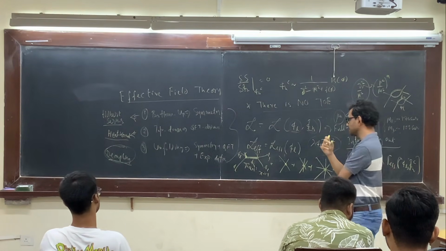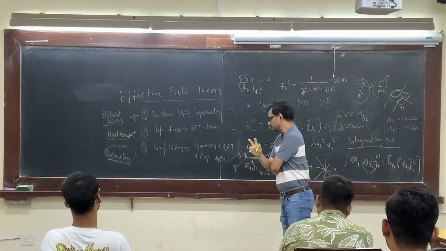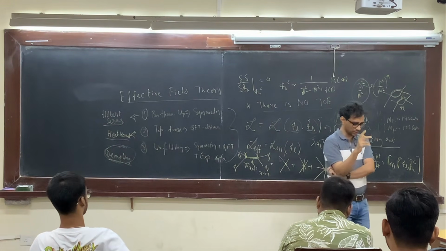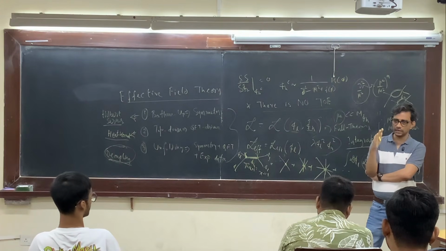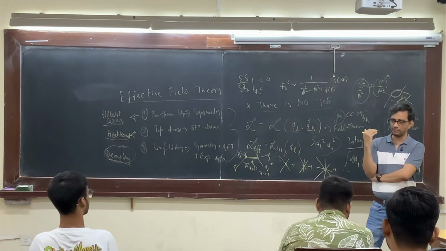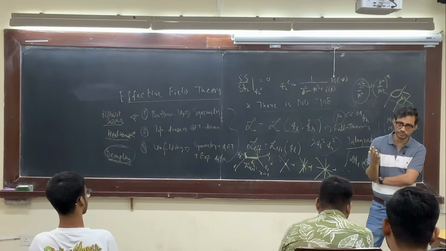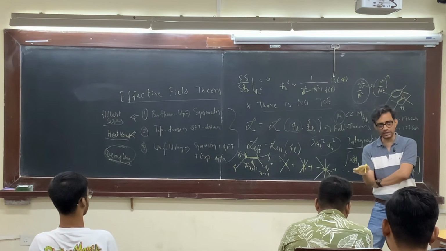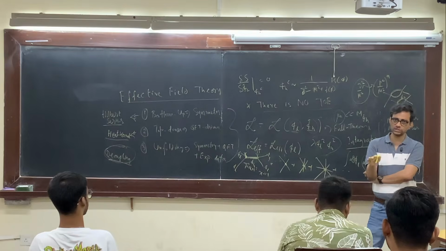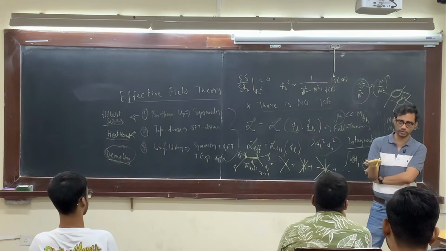No. So the thing is, there are basically two things. One is, if I understand your question correctly, your UV theory. Let's say I start, as I told you, with my preferred UV theory, which is renormalizable. I can then write down an effective theory which is also renormalizable automatically.